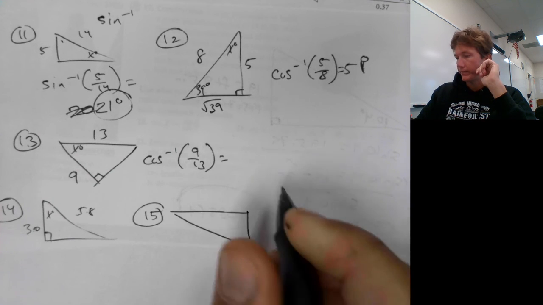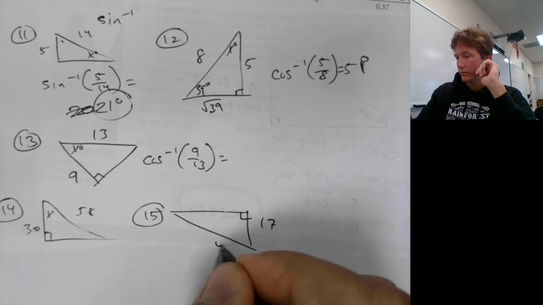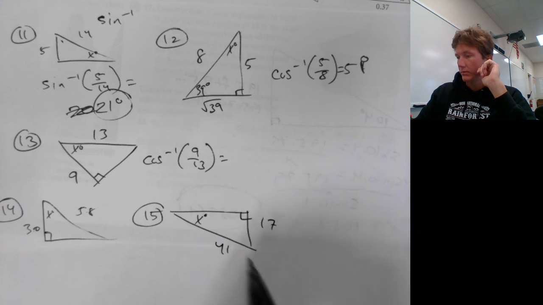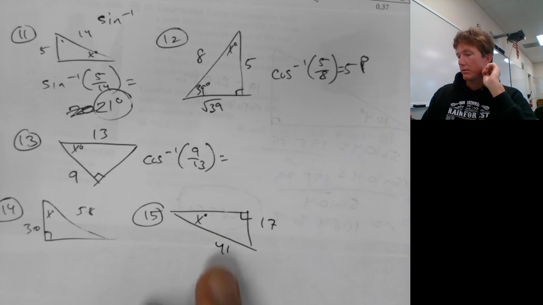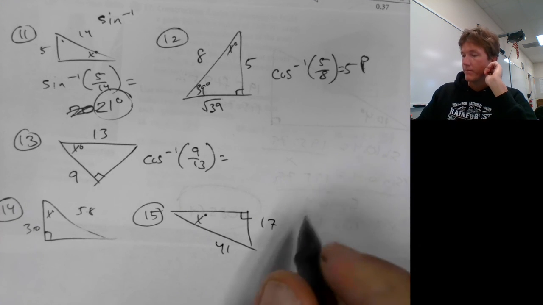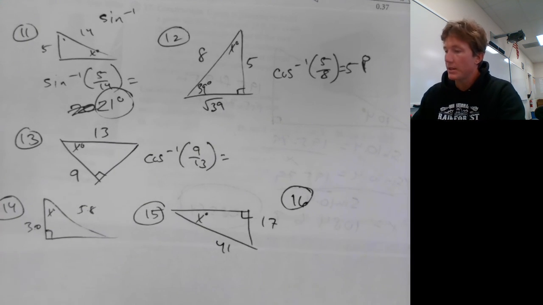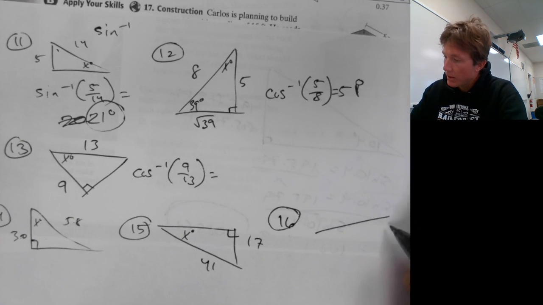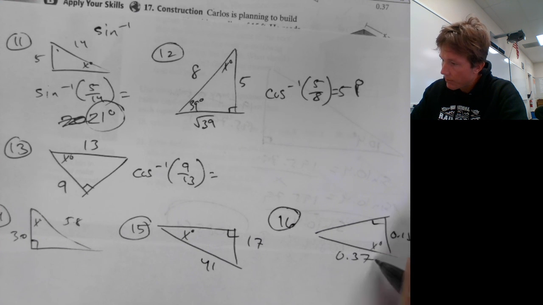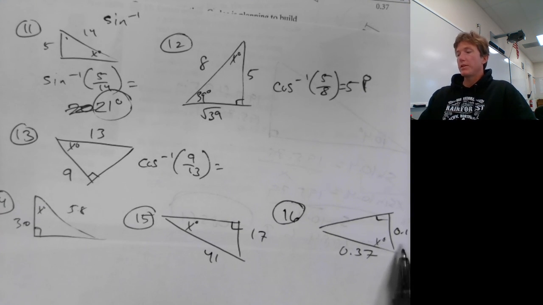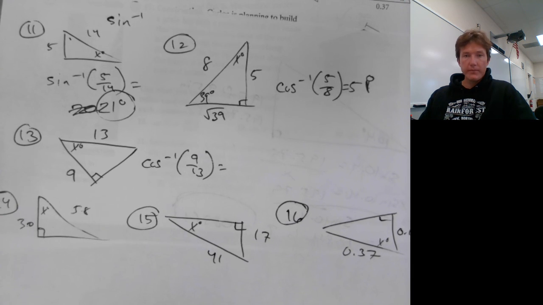15. I've got the opposite side and the hypotenuse, so I'll use inverse sine. And then lastly is number 16. Here's my triangle. So I've got the hypotenuse and the adjacent side, so I'll be using inverse cosine.